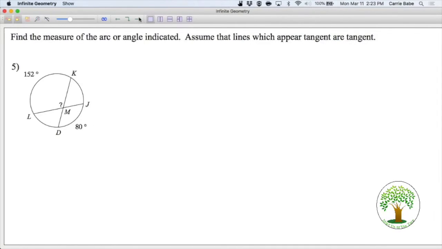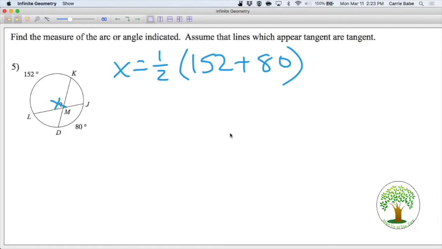All right, here we go. Let's do number 5. What are we going to do to find angle M? The question mark there, I'm going to call it x. What are we going to do to find angle x? The measure of angle x equals half 152 plus 80. Are we adding or subtracting? Yes, 152 plus 80. Do we agree?